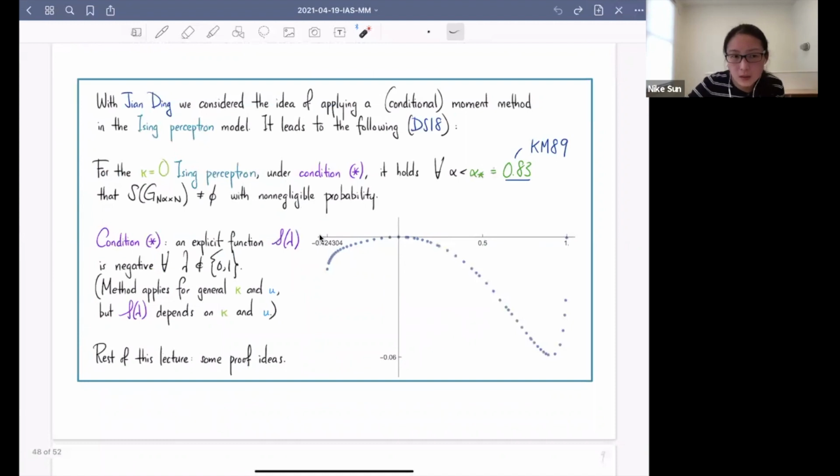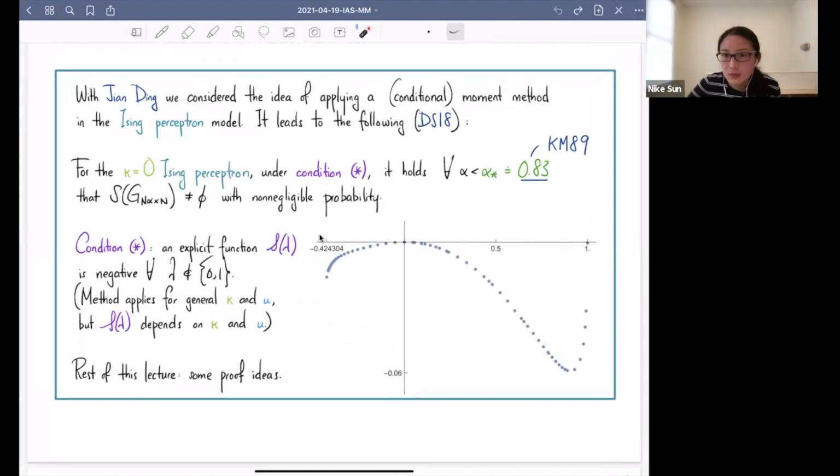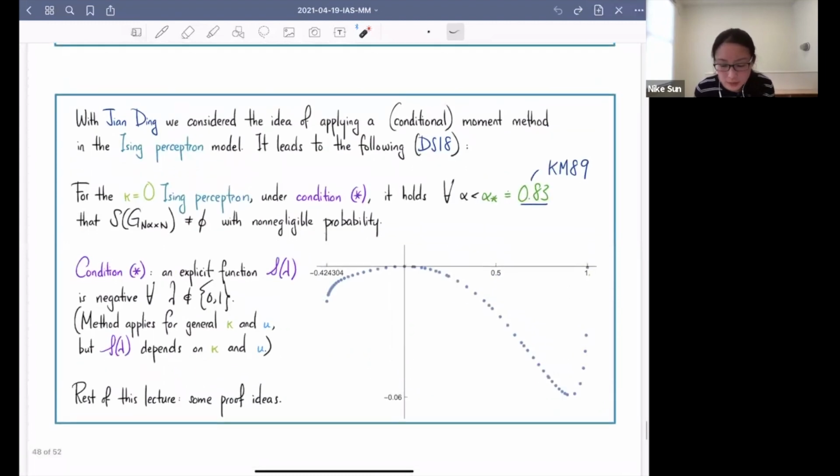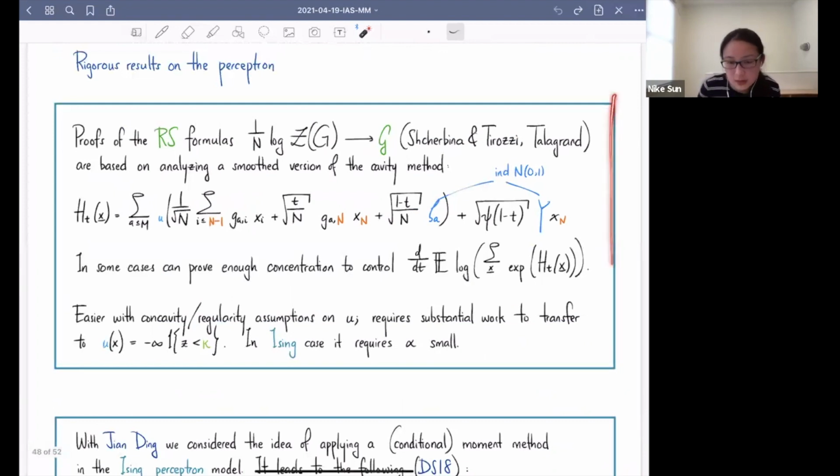So this is the result that I will describe in the rest of the talk, which is joint work with Jian Ding, and we were interested in seeing if it's possible to apply a moment method for the Ising perceptron model, just because it's very difficult to do these kinds of smooth cavity methods, and we wanted to know if you can do something more simple like the moment method and maybe get either a stronger result or just a different result from that.